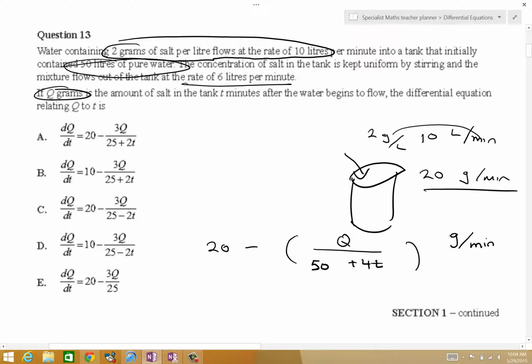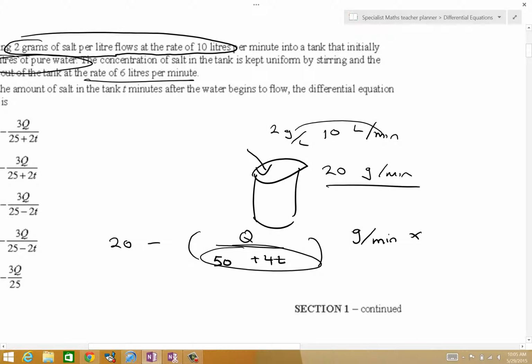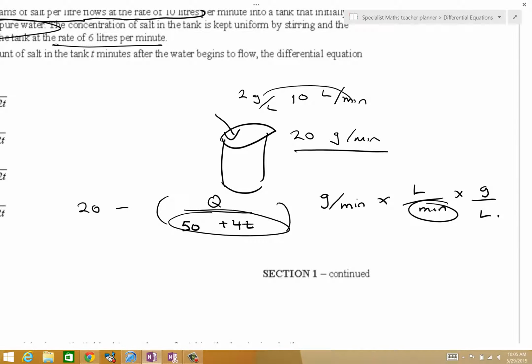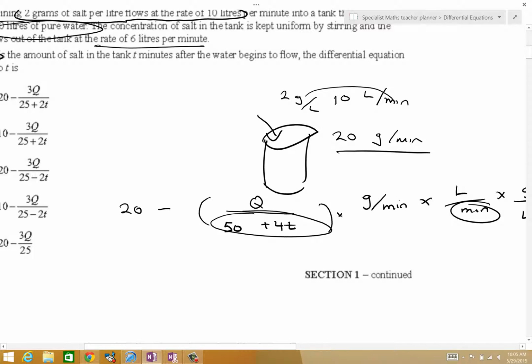Okay, now the problem is you look at this and you go, oh, jeez. But guess what? That is grams and this is just volume, isn't it? Okay, so what are we missing? Times it by what? Litres per minute? Okay, because litres per minute times what? Grams per litre. So what is our litres per minute? Well, we've got to work out litres per minute. What are we going to multiply by? 6. Thank you, 6. So we've got 20 minus 6Q over 50 plus 4t.